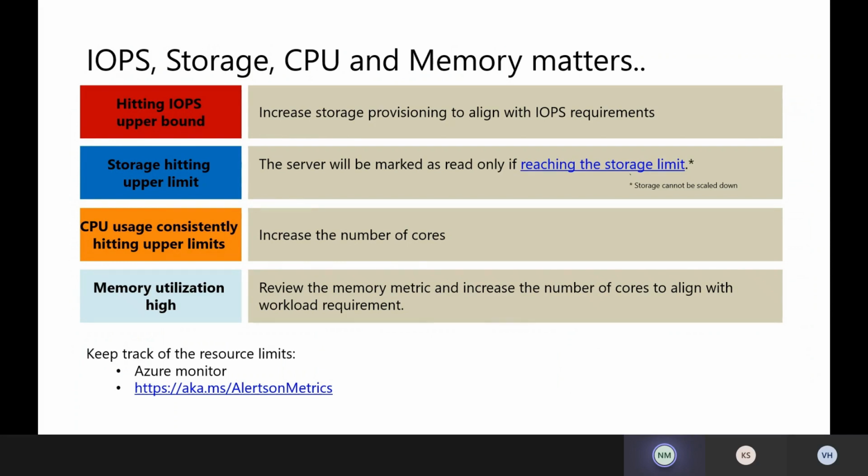Okay, what happens when you hit higher or upper limits on CPU utilization? Increase the SKU. If you are on, say, 32 cores, go to the next one. Memory utilization being high, while one way of doing this is increasing the SKU, but also review your workload. Is your application really doing it optimally?